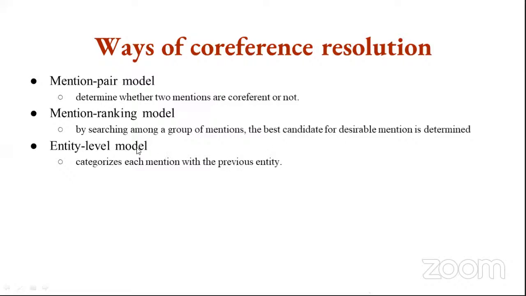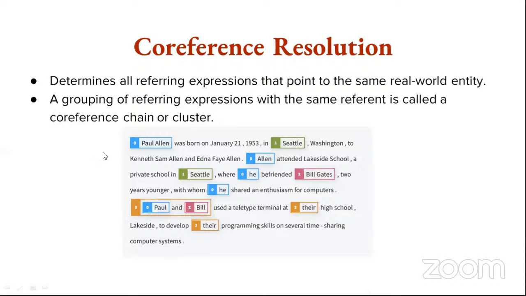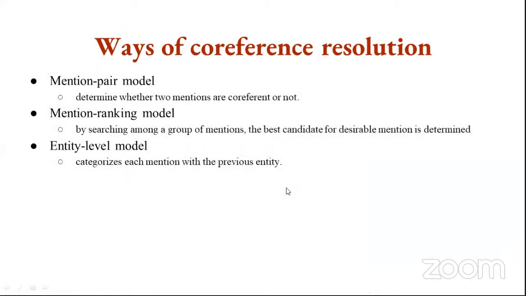And third is the entity level model. Categorize each mention with the previous entity. So we have to see whether a particular entity referred to the previous entity or not. Like Seattle is not referring to the Paul Allen, but this Allen refers to the previous Paul Allen. Here this Seattle refers to the previous Seattle. He refers to the Allen. So this way, we can have an entity level model, which categorizes each mention with the previous entity. So these are the ways of co-reference resolution.